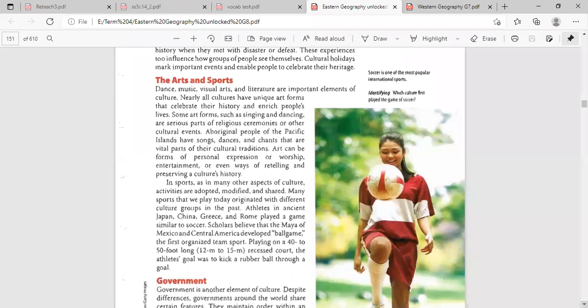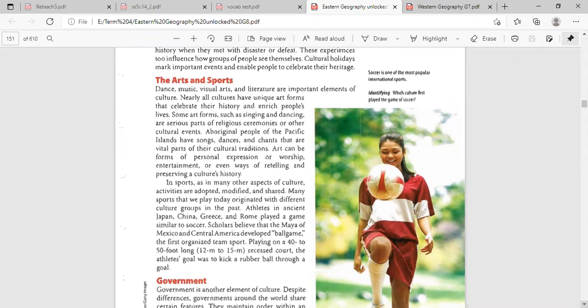In sport, as in many other aspects of culture, activities are adopted, modified, and shared. Many sports that we play today originated with different culture groups in the past. Athletes in ancient Japan, China, Greece, and Rome played a game similar to soccer. Scholars believe that the Maya of Mexico and Central America developed the ball game, the first organized team sport, playing on a 40 to 50-foot long recessed court. The athlete's goal was to kick a rubber ball through a goal.